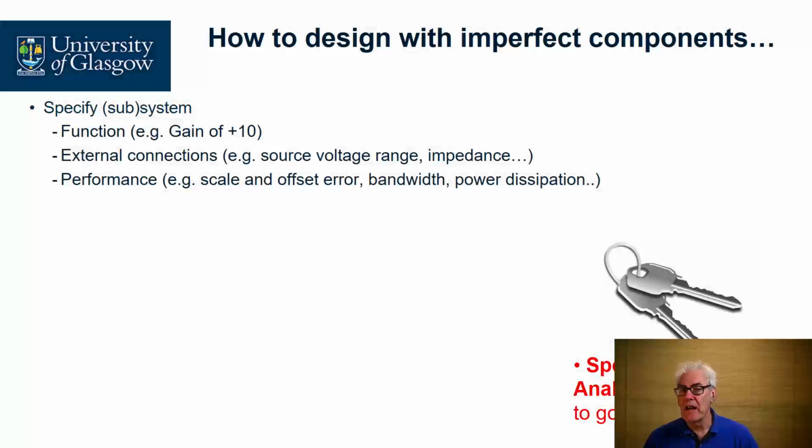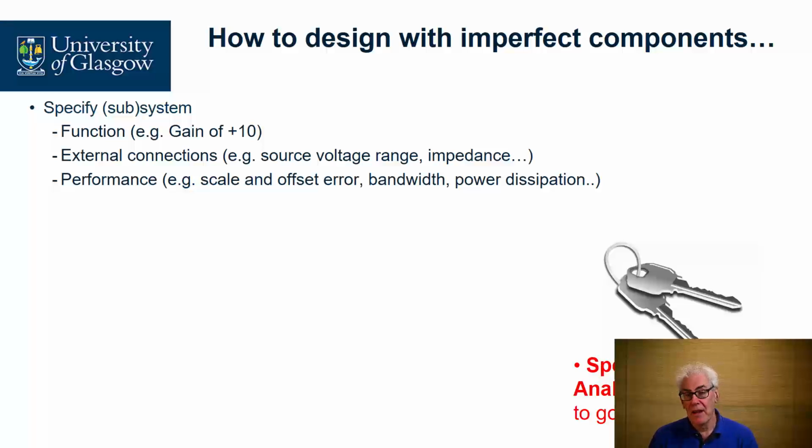When you're designing with imperfect components, it's vital that you specify either the system or the subsystem. You need to define the function, perhaps a gain of plus 10. You need to define the external connections. Where is the source voltage coming from? What is the source impedance? And you also need to define the performance that you expect to get. What scale, what offset errors you are willing to accept as your solution, what bandwidth the input signal and the output signal needs to be, and power dissipation.